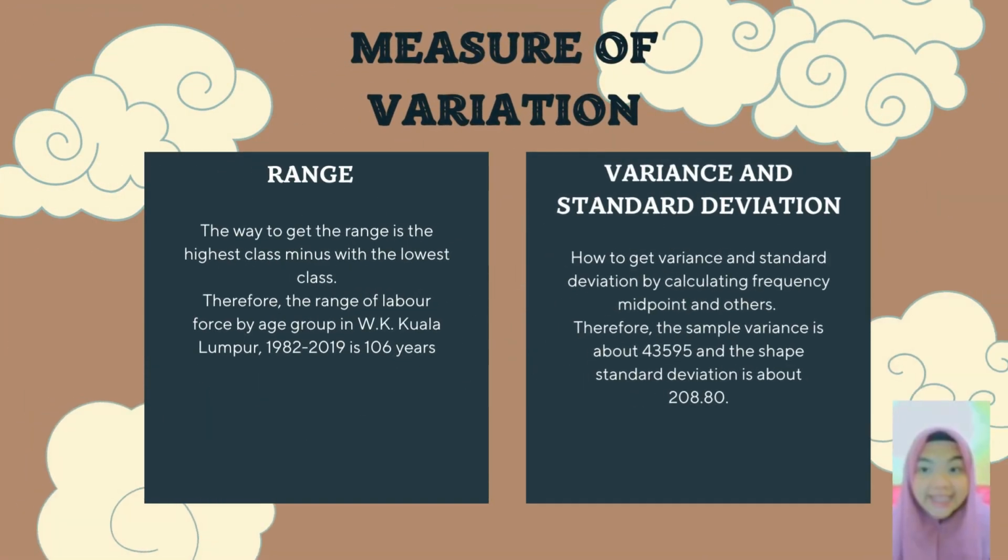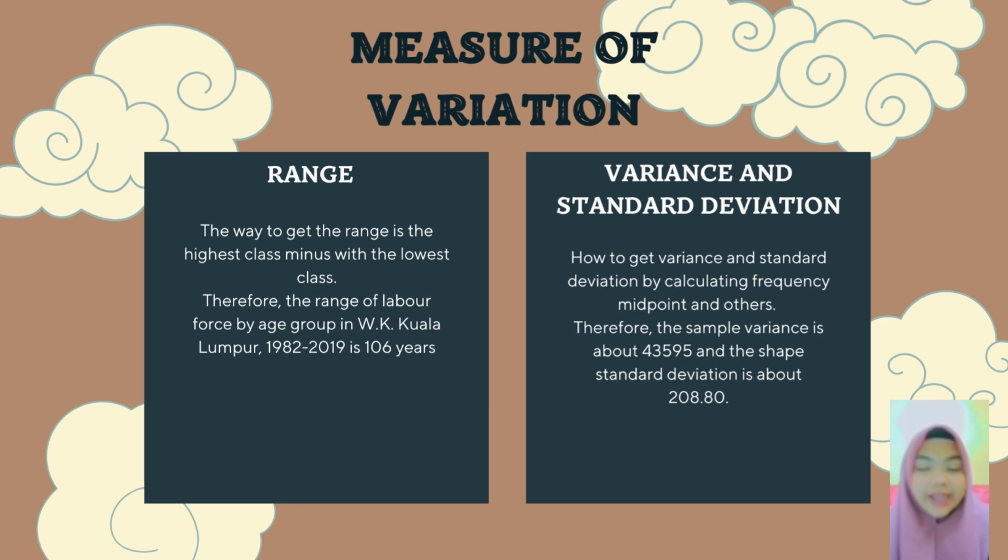For the next part, measure of variation interpretation, range. The way to get the range is the higher class minus the lower class. Therefore, the range of labor force by age group in Wilayah Persekutuan Kuala Lumpur from 1982 until 2019 is 106 years.